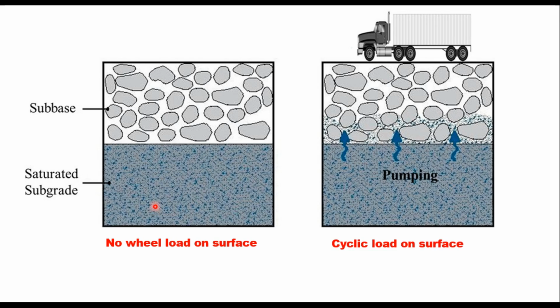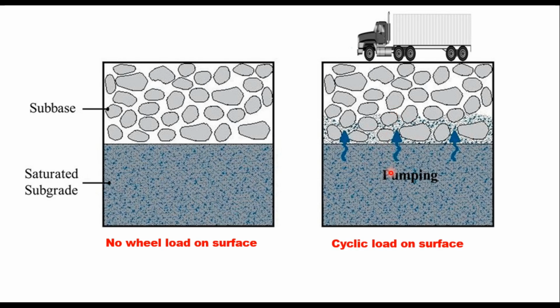Now, this is a subgrade which is in a completely saturated condition, and therefore it is in its weakest condition. When the wheel load comes on the surface of such a road, the soil particles will start pumping into the subbase layer and contaminate it, and if the soil is soft, these aggregates may penetrate into the subgrade also.